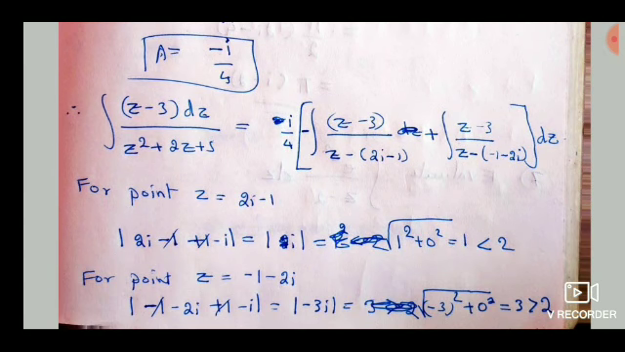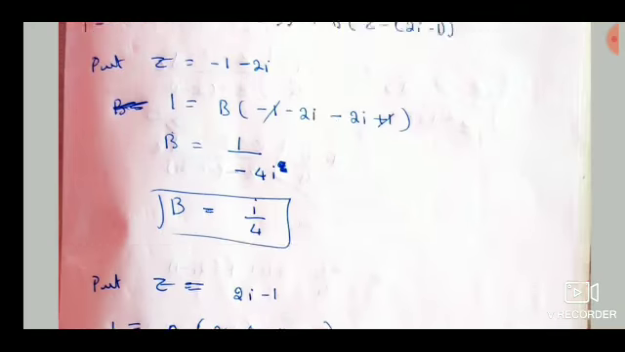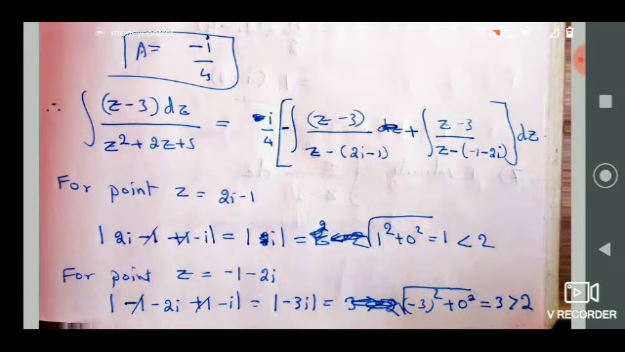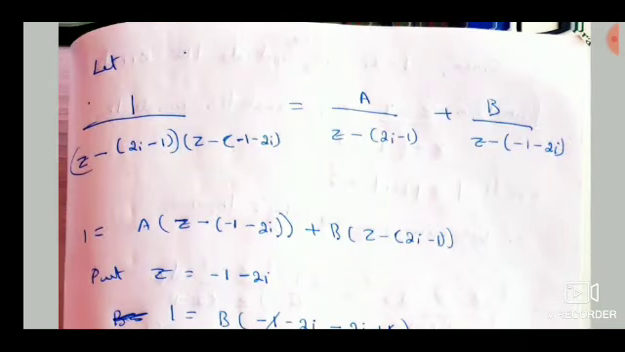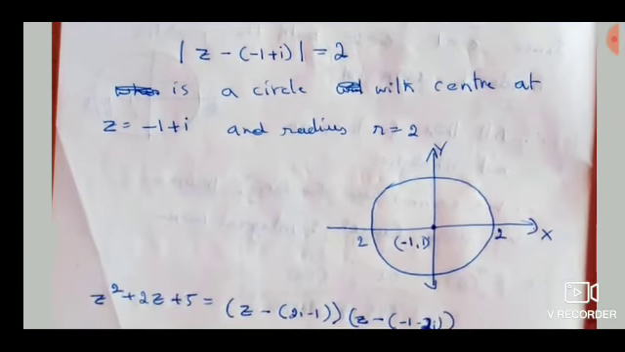The next, for point z is equal to 2i minus 1, this is important here. How to check? Is this 2i minus 1 lies inside this circle? Where is the circle? So what I'll do, where is the curve? Okay, this is the curve.